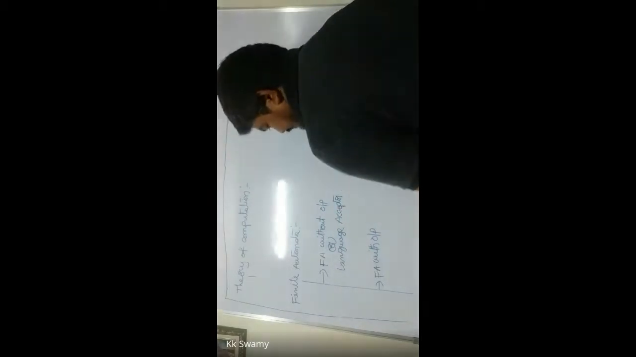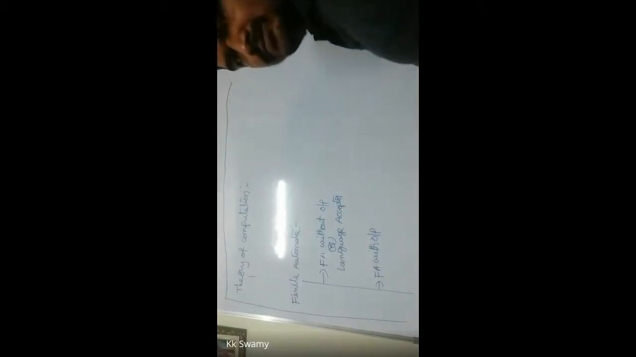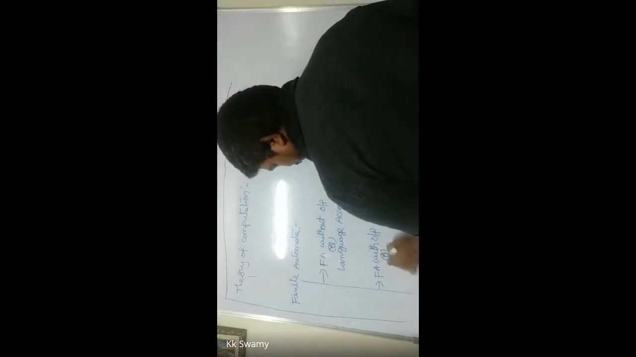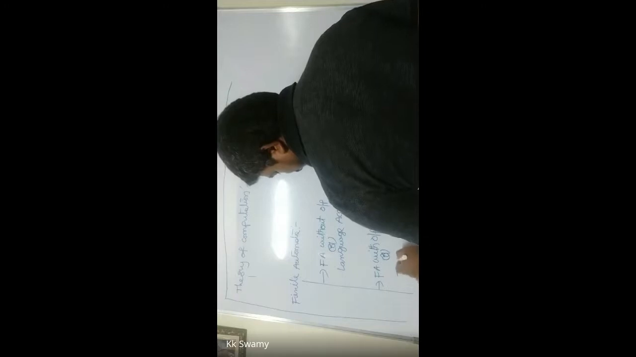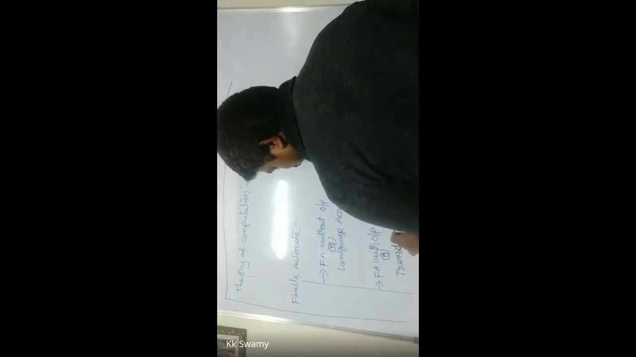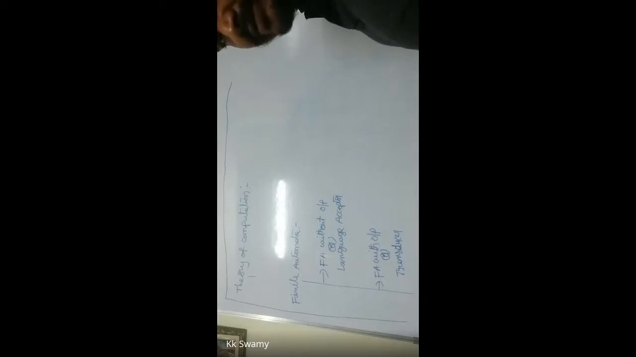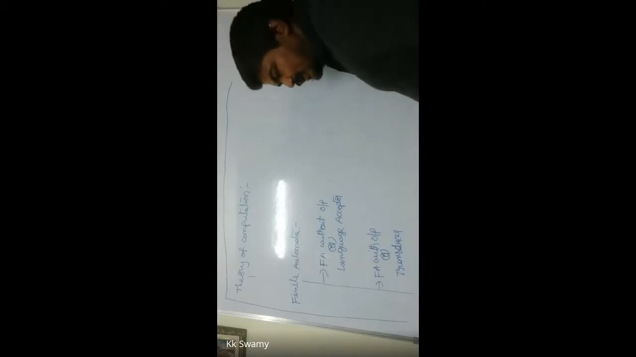The language acceptor or language recognizer. And next one is the finite automata with output, that is called the transducer. Transducer means converting from one form to another form. This is an electrical word, but here also we are converting from the input to the output. That's why this application is also called the transducer.